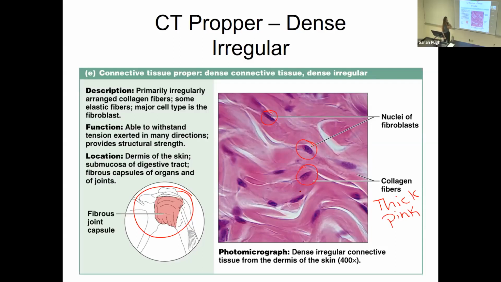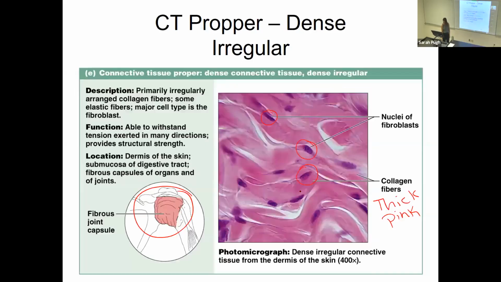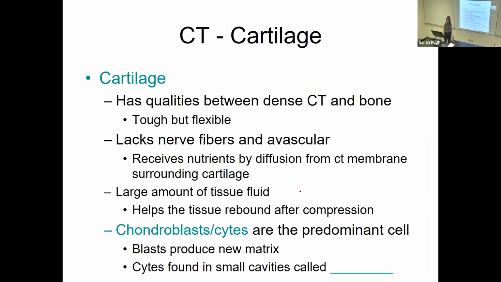All right, so if we just flip between this one, dense irregular, and dense regular, you should be able to very quickly see the difference between those two. One is regularly arranged, nice and parallel, and one looks more messy, looks like a hodgepodge. Okay, so those are our types of connective tissue proper. So again, remember, we have our loose connective tissue proper and our dense connective tissue proper.